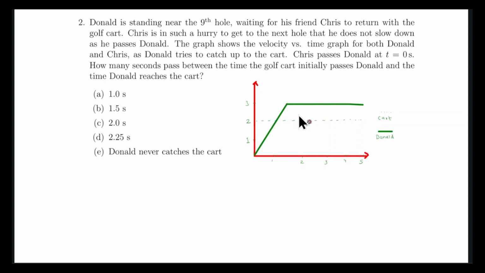So basically, this is how Donald is going, and this is, by the way, velocity versus time. That's already given in the question. This is velocity, this is time, this is how Donald is traveling, and this is how Chris is going, just steadily, on the cart. So don't you think it makes sense that Donald will catch up with Chris when the distance covered by the cart is the same as the distance covered by Donald?